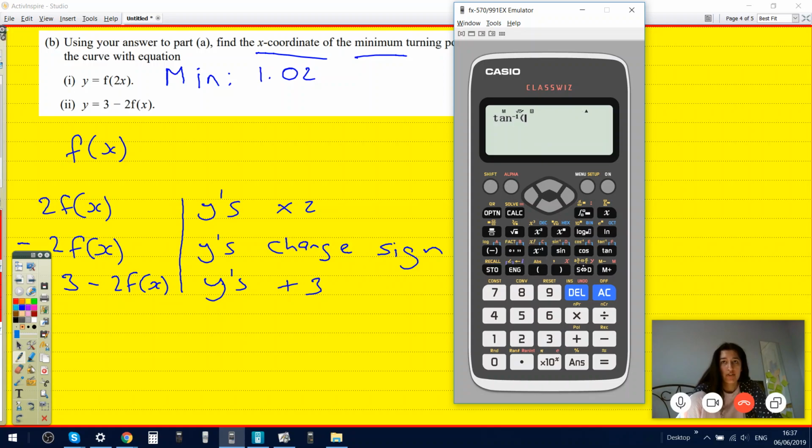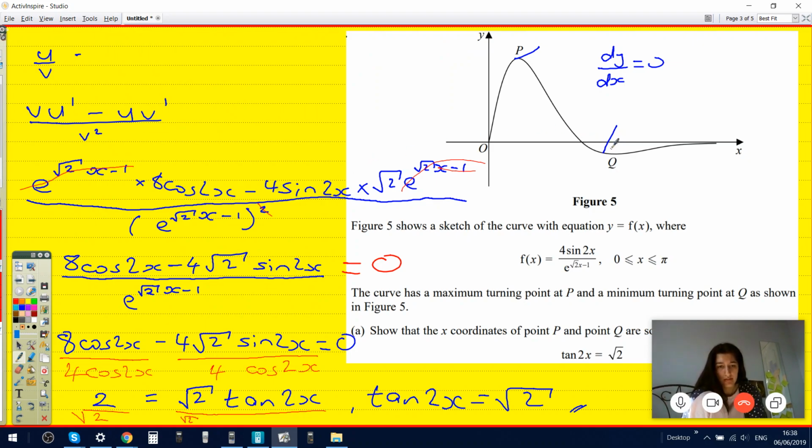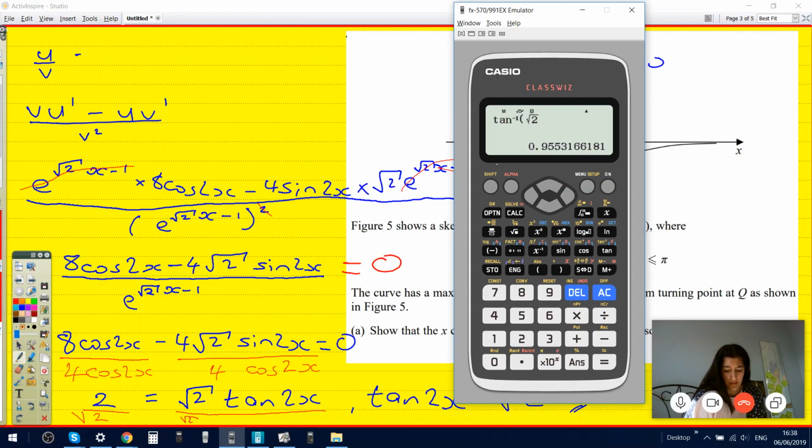So if tan 2x equals root 2, then what was the range? Well, we know it's going to be this second one here. So it won't be the first one. It'll be the second one. Second what? The second turning point. The minimum. Yeah. Then we just work out the minimum.